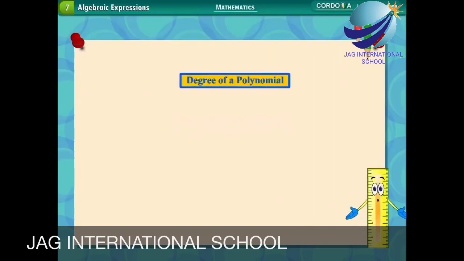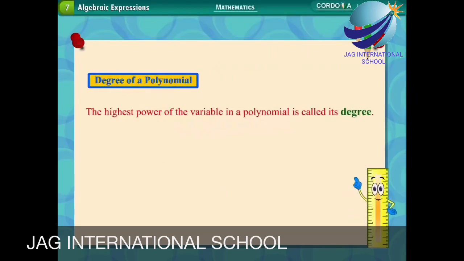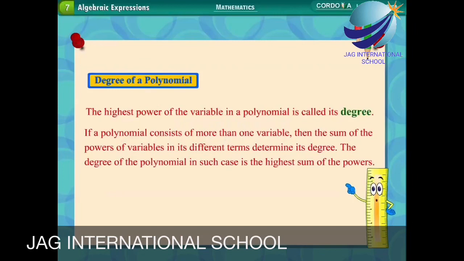Degree of a polynomial. The highest power of the variable in a polynomial is called its degree. If a polynomial consists of more than one variable, then the sum of the powers of variables in its different terms determines its degree. The degree of the polynomial in such a case is the highest sum of the powers.